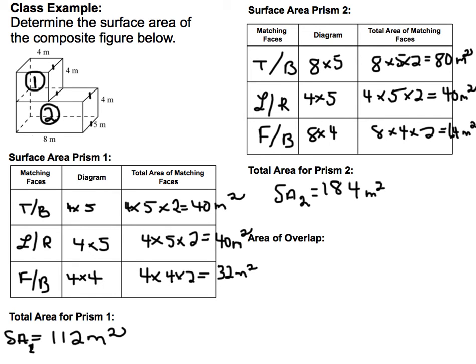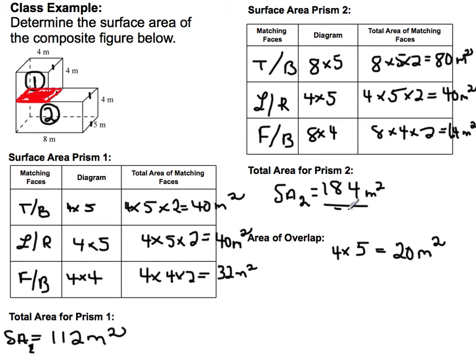So the area of overlap, I'm going to put it in red, is this area right here. If I was to take this figure and dip it in paint, this is the area that will not be covered, both on Prism 1 and on Prism 2. So let's just talk about the area of overlap first. The area of overlap is the bottom of Prism 1. So I can go here to Prism 1, top and bottom, and notice that my diagram is 4 by 5. So my area of overlap is 4 by 5, which is 20 meters squared.